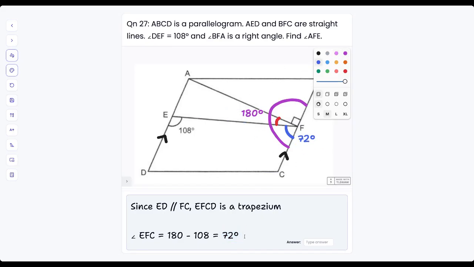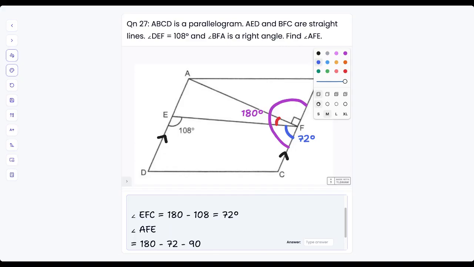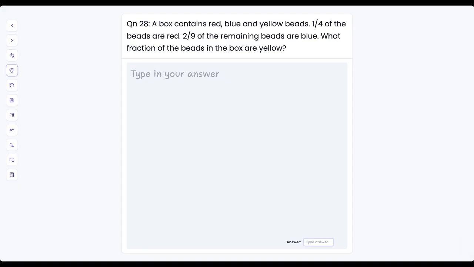Then we can find the angle AFE, which is equal to 180 minus 72, minus 90. So 180 minus 72 is basically 108, then 108 minus 90. And this will be equal to, so let me just put it down here, 18 degrees. Okay, there we go. So that's the answer for this question, 18 degrees. All right, let's move on to the next question.